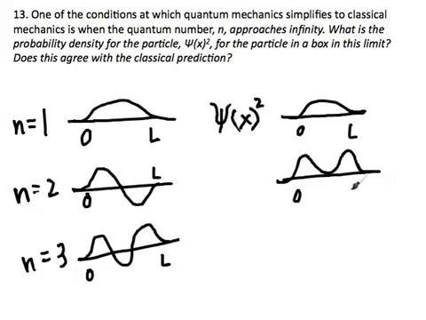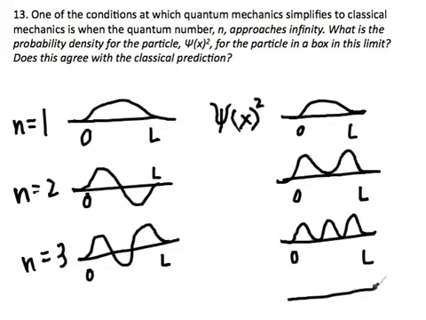And then for the third one, again, the negative values become positive when they're squared. So you have 3 peaks. So as you can see, as n increases, so this is 1, 2, 3, as n increases, the peaks and the troughs get closer and closer together. Therefore, you can imagine at n equals infinity, the peaks are really, really, really close.